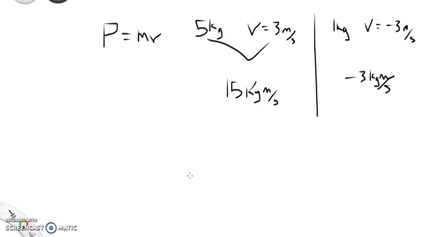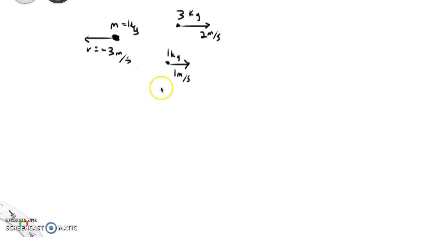One other thing we're going to try, we're going to look at the momentum of a system of objects. Here we have a system of 3 objects, one that has a mass of 1 kilogram and a velocity of negative 3 meters per second. This one has a mass of 3 kilograms with a velocity of 2 meters per second, and this is a mass of 1 kilogram with a velocity of 1 meter per second. So we're going to say that these 3 objects make up our system. And so our goal here is to find the total momentum of our system.